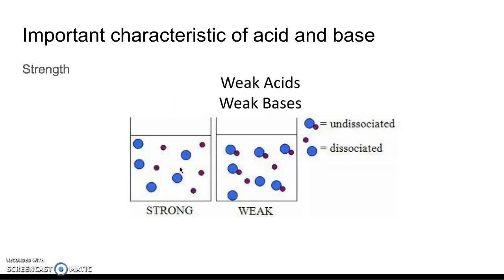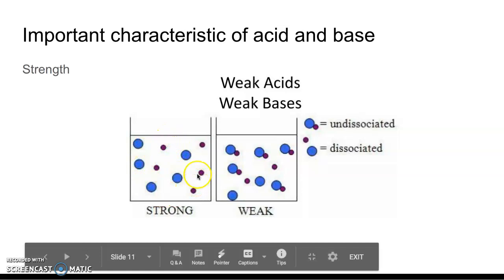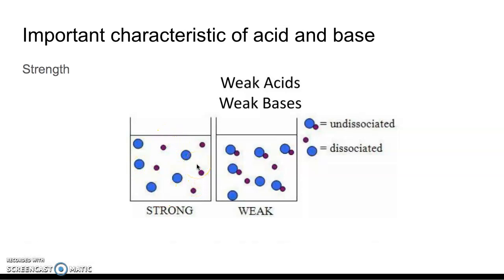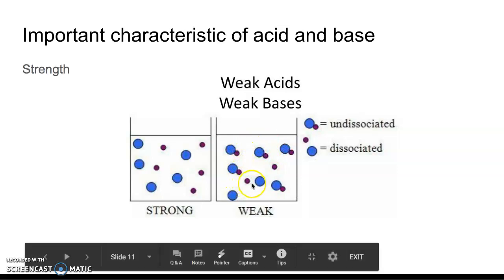The second thing that is important is the strength. Considering that they're absolutely the same concentration, they can still be strong or weak. So a strong acid or a strong base is one that fully dissociates, whereas a weak acid or a weak base partially dissociates. Some molecules dissociate and some of them kind of stay together.